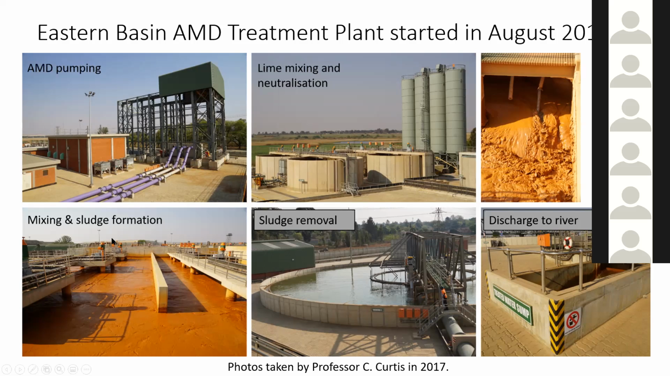And that heavy metal sludge is then re-injected back underground to a depth of 700 meters below the surface. And so after the sludge is removed, the cleaner overflow of water that is formed from these settling ponds is then discharged into the Blesbokspruit. Okay, so that's the flow diagram of the processes used by the treatment plant.